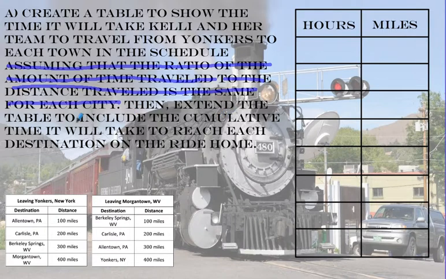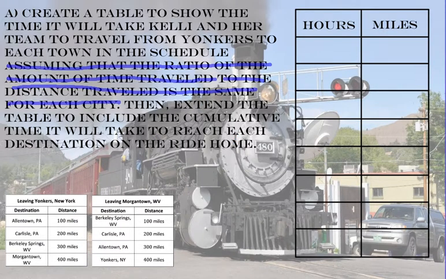After that, we're going to extend the table to include the cumulative time it will take to reach each destination on the ride home. So basically what we're doing is we are creating the table for the ride there and for the ride back.